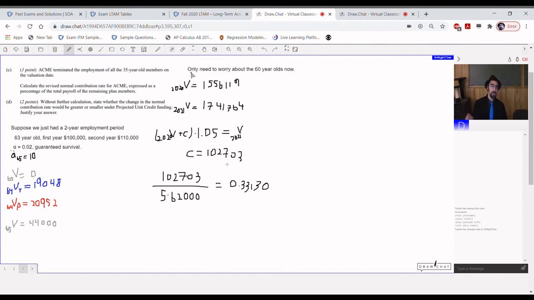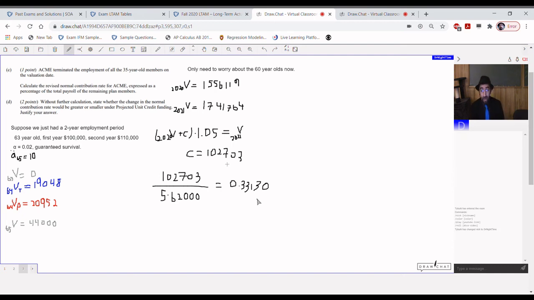And as mentioned, the pension in payment is self-financing, so you only need to worry about that one line of the 60-year-olds. As we already calculated, for that group, it was 1,556,119 in 2020. It's 1,741,764 in 2021. Same old formula. Old value plus normal cost times 1 year of interest equals new value. You get that the cost is 102,703. Divide that by the 5 times 62,000. And that gets you 0.3313. So a much higher 33% rather than about 14%.